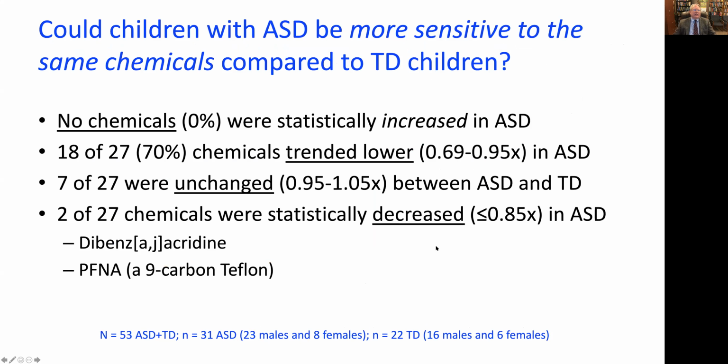So where does this leave us? It leads us to this question: could children with ASD be more sensitive to the same chemicals compared to TD children? So what's the evidence for that? Well, there were no chemicals in our list of over 1,000 that were statistically increased in ASD. 18 of 27, or 70% of them, trended lower. 7 of 27 were unchanged. And the two that were statistically significant by magnitude were actually decreased, not increased.